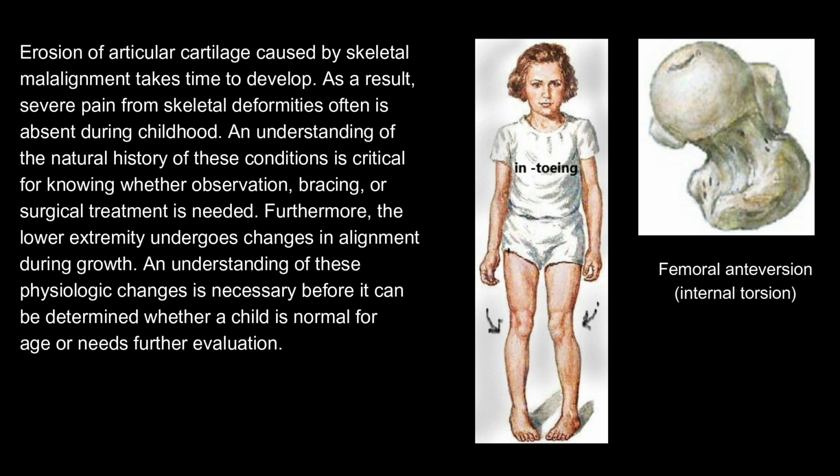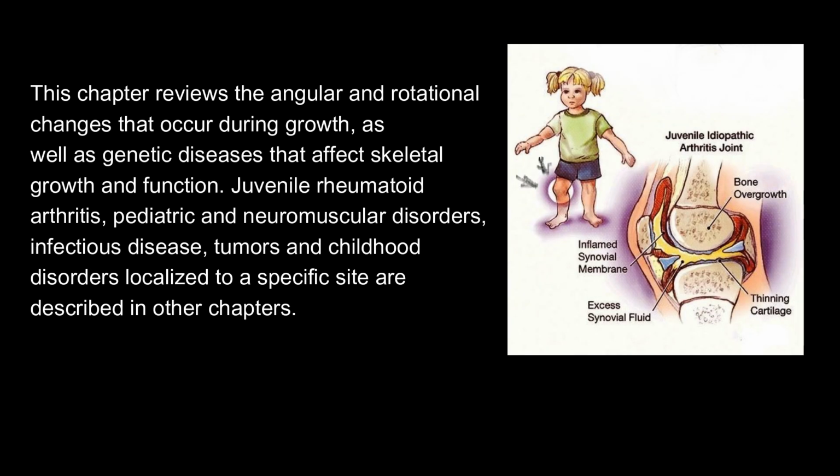An understanding of the natural history of these conditions is critical for knowing whether observation, bracing, or surgical treatment is needed. Furthermore, the lower extremity undergoes changes in alignment during growth. An understanding of these physiologic changes is necessary before it can be determined whether a child is normal for age or needs further evaluation. This chapter reviews the angular and rotational changes that occur during growth, as well as genetic diseases that affect skeletal growth and function.